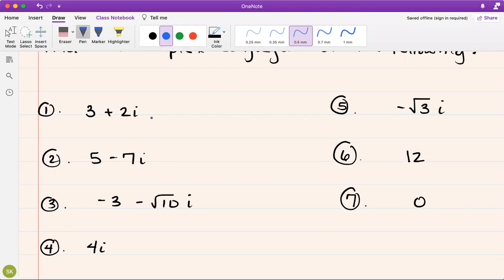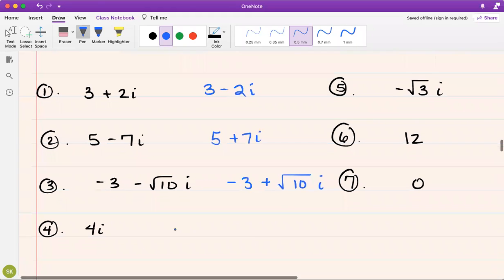Okay, 3 plus 2i. What's the complex conjugate? Now I'm going to put the complex conjugate in blue. So the complex conjugate is 3 minus 2i. For 5 minus 7i, what is its complex conjugate? Well, it's 5 plus 7i. For negative 3 minus square root 10 i, what is its complex conjugate? It's negative 3 plus square root 10 i.